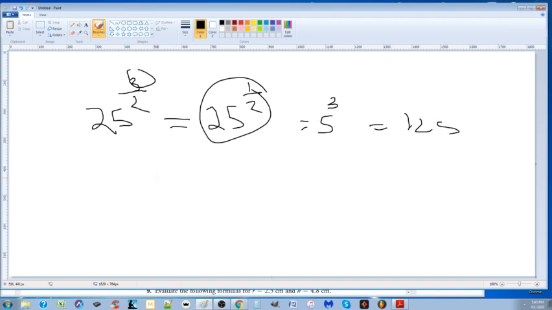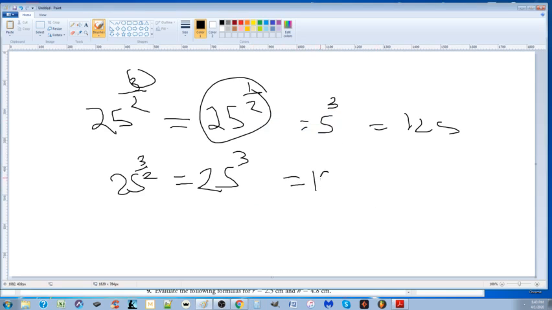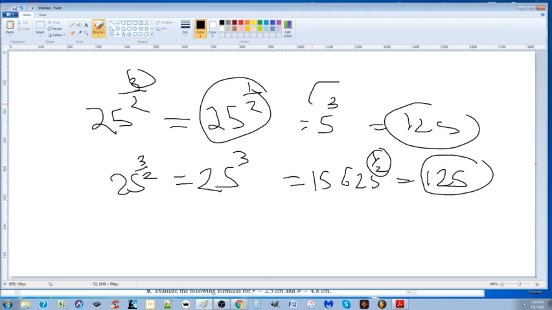Or you can go the other route and say I'm going to take 25 to the 3, making it the cube of 25, which is 25 times itself 3 times, which is 15,625. And then I'm going to put the exponent of a half on that, which is also 125. So either route will lead you there. You just have to do one first, and then the other to whatever the result was.